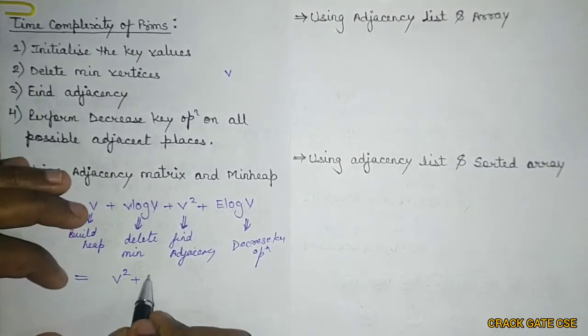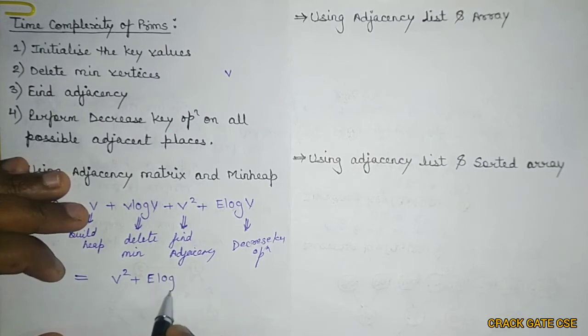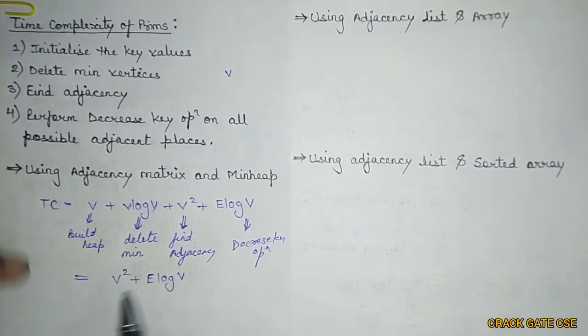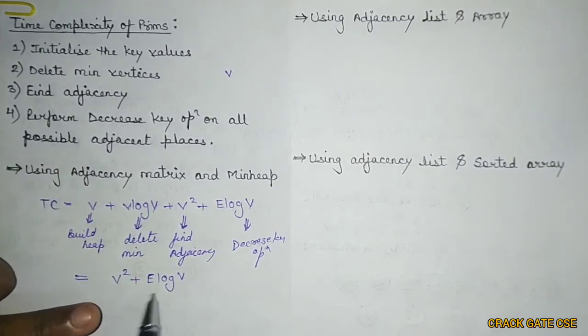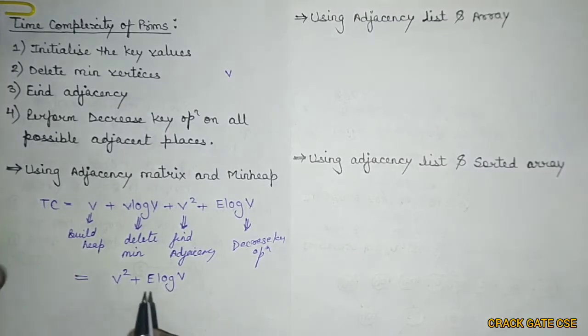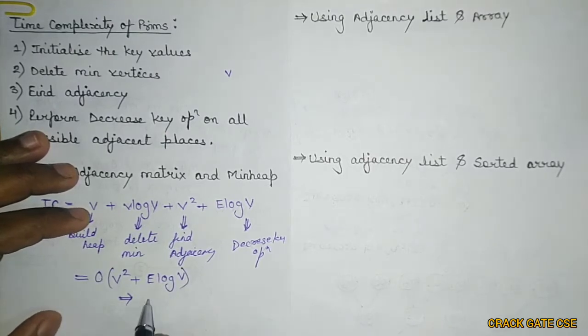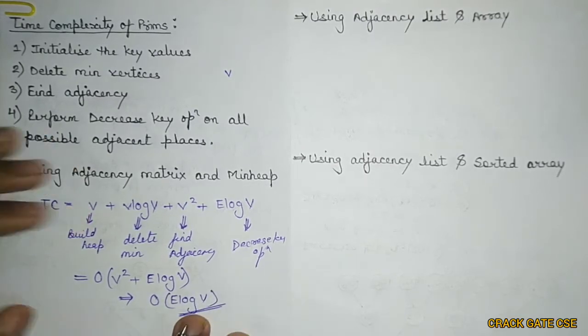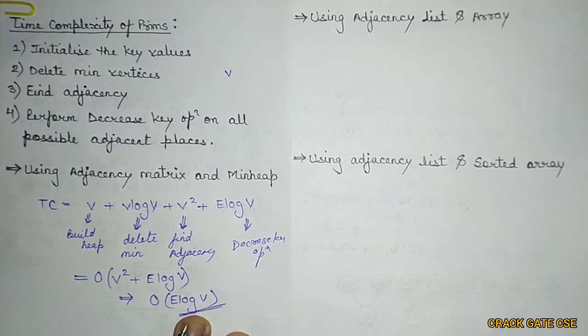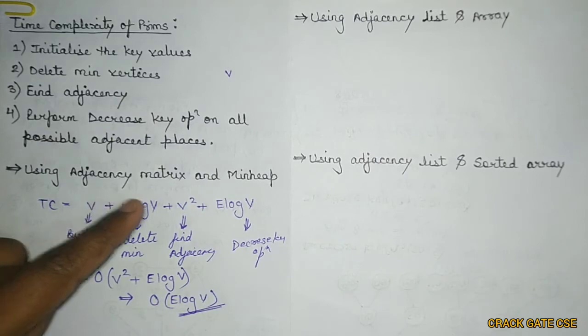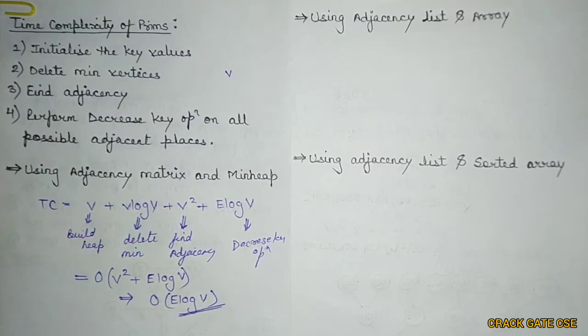So I am keeping both here because it will vary as per the condition, because if it is a null matrix V square will dominate, and if it is a complete matrix E log E will dominate. Or I can also write it as order of E log V. So the final complexity, because I am taking the upper bound here, big O means we are taking the upper bound, so upper bound is E log V. So this is the time complexity using adjacency matrix and min heap.